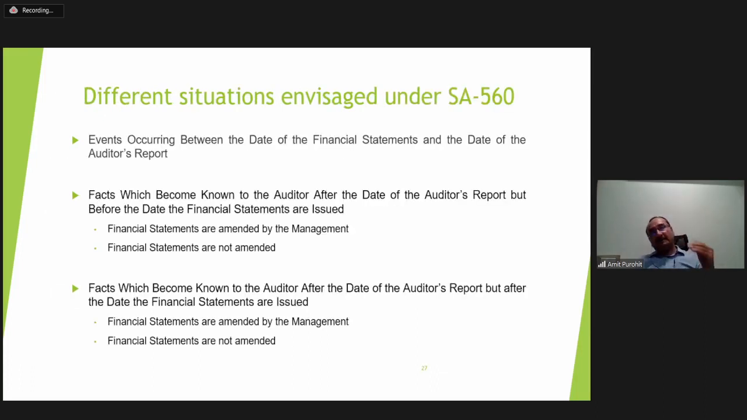Now, there are 3 different situations which are envisaged under SA 560. These are events occurring between the date of the financial statements and the date of the audit report. Second one being facts which become known to the auditor after the date of the auditor's report, but before the date the financial statements are issued. And the third would be facts which become known to the auditor after the date the financial statements are issued.